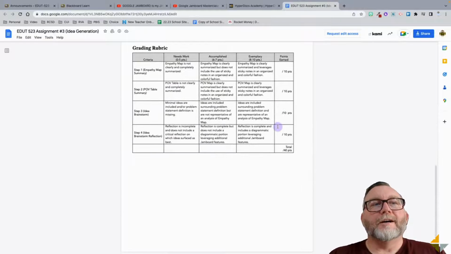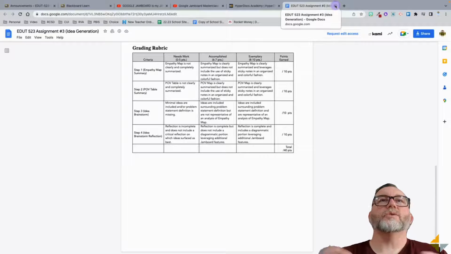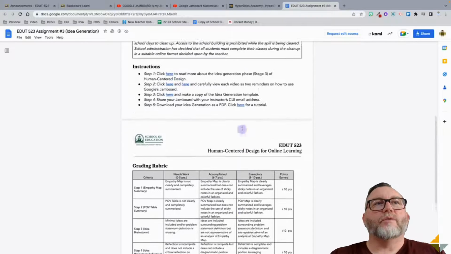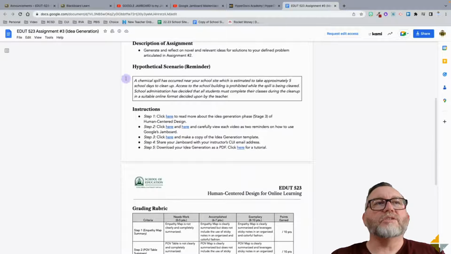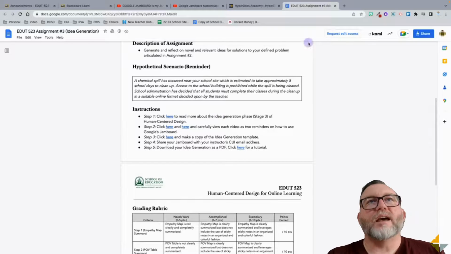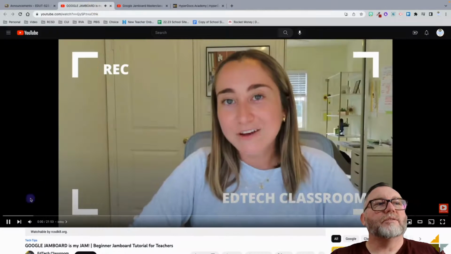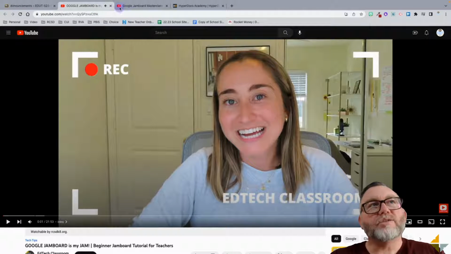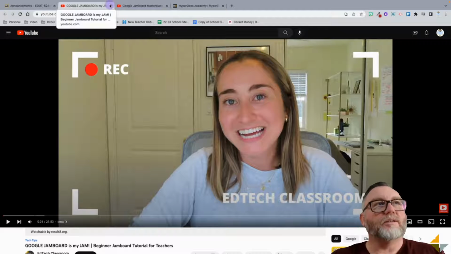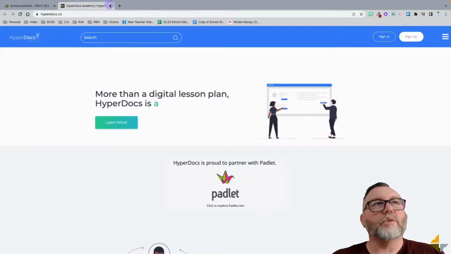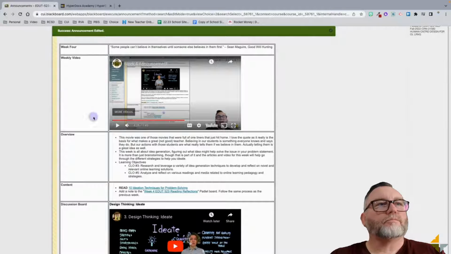And so once again, here's the rubric. This is worth 40 points, and it rolls into assignment 4. I mentioned this before, but don't forget the hypothetical scenario. This is all being framed by your students, but in this hypothetical scenario. The videos are about 20 minutes each on Jamboard. If you need a primer on Jamboard, both videos do a really good job of going through that.